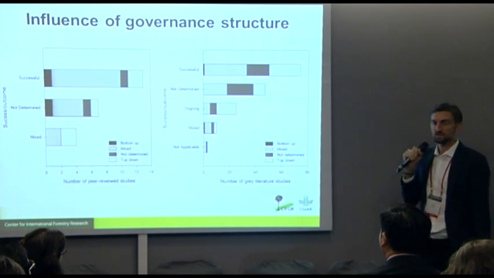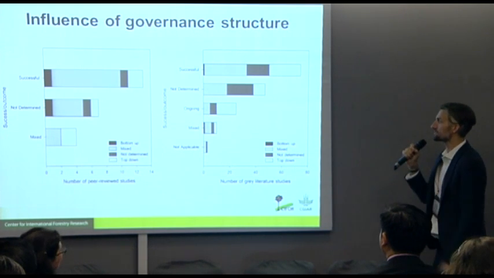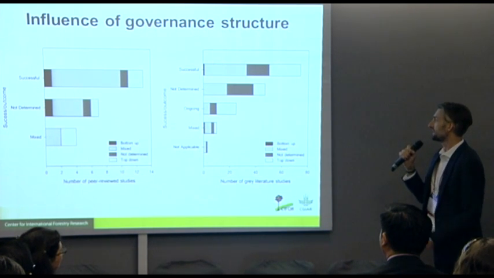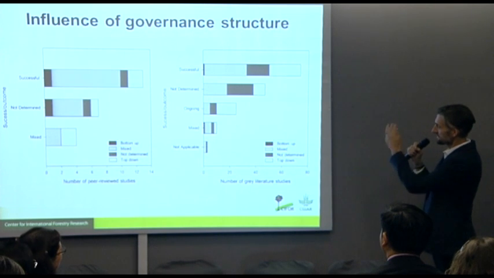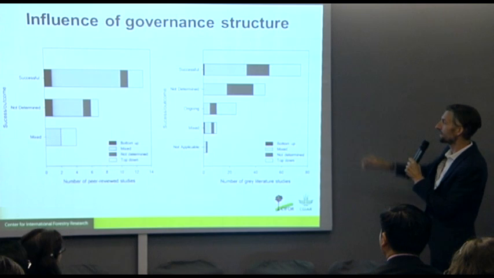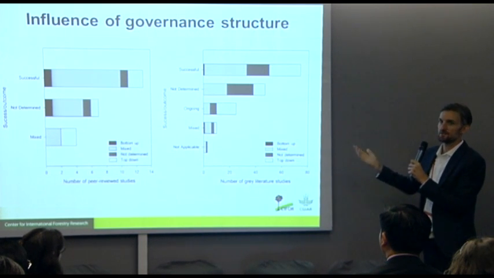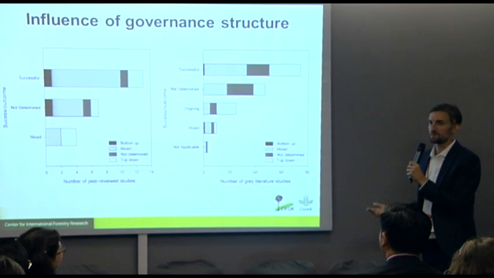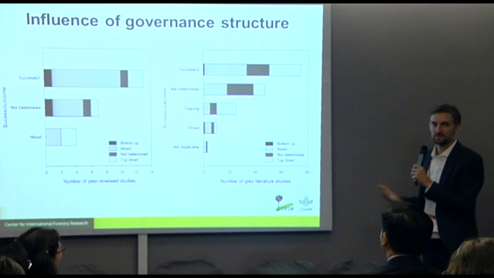But another interesting finding that's not shown on this graph, but it is there, is the fact that you can see the axis on the left is successful, not determined, ongoing. There is no category for unsuccessful landscape approaches. And again, I think this is a real concern.